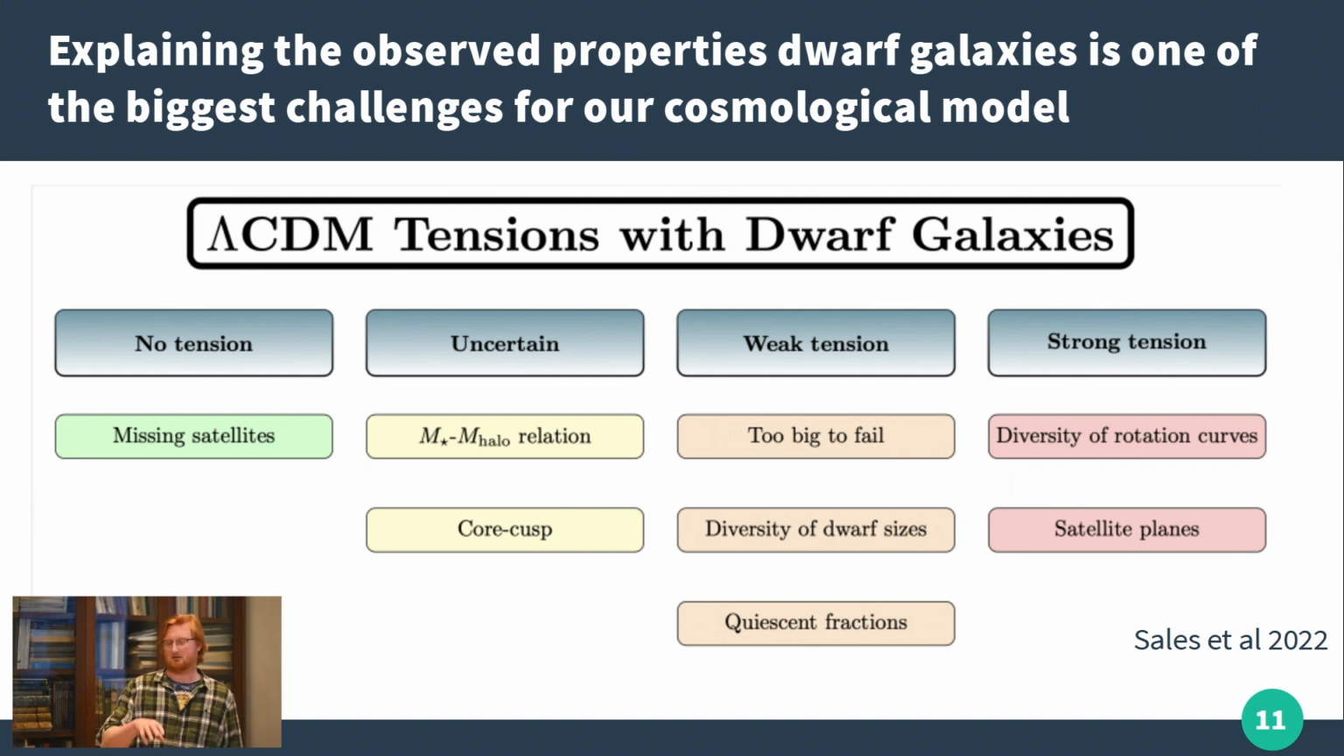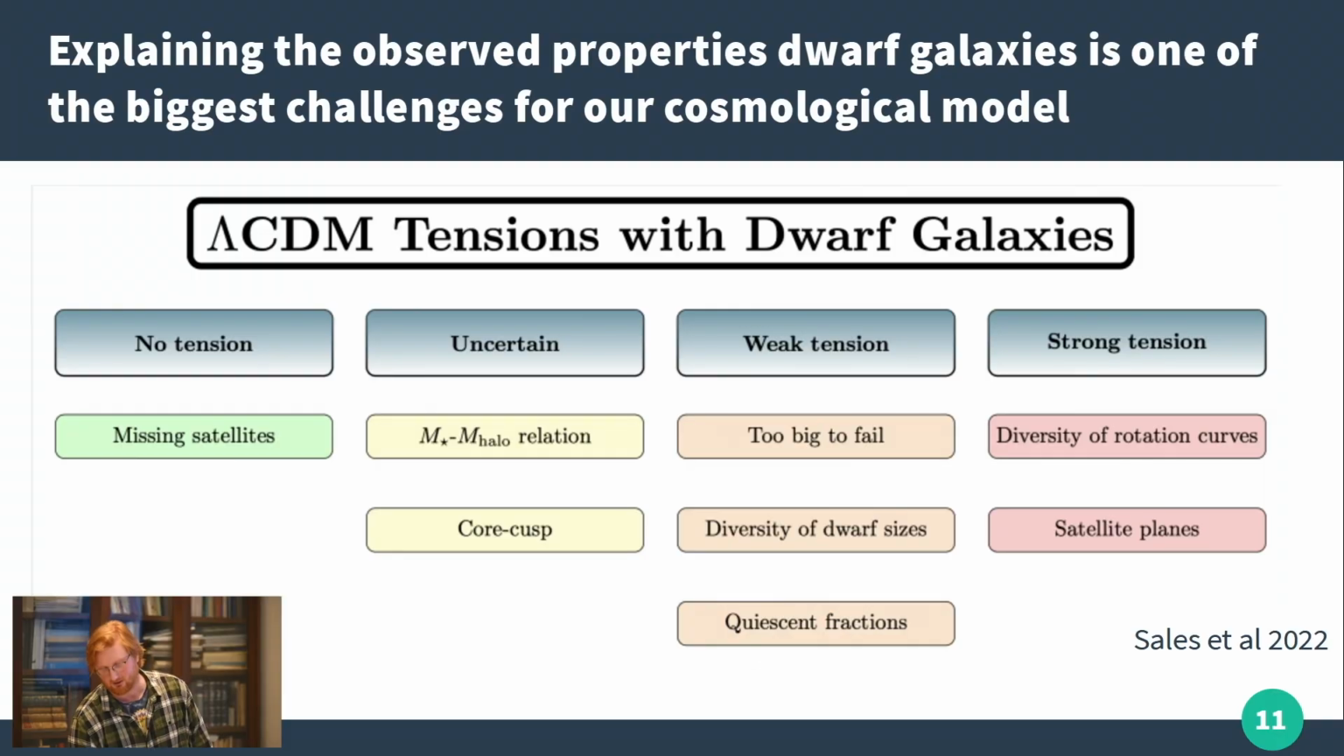If we look at the dwarf galaxies around the Milky Way, they are not randomly distributed, but they are actually mostly condensed in a thin plane that's rotated around the Milky Way. And also in Andromeda, and also in some other of the best studied galaxy groups in the nearby universe. And that's a thing that doesn't appear in the cosmological simulations.